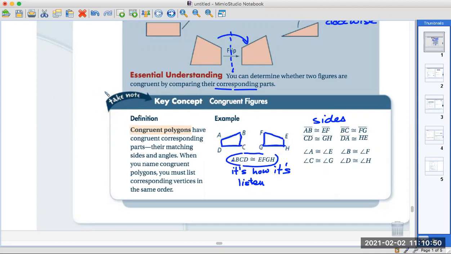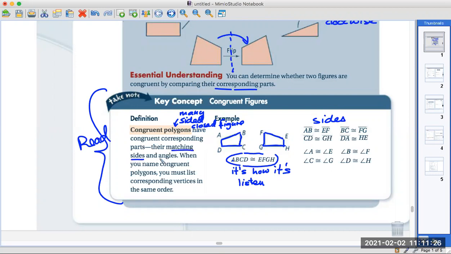Let's read the definition. So this is important. I always want you to read these key concepts. Congruent polygons. A polygon is a many-sided closed figure. In this case, there are 4 sides. It's called a quadrilateral. Triangle is a polygon. Okay, the word poly means many, gons is sides. Have congruent corresponding parts, their matching sides and angles.